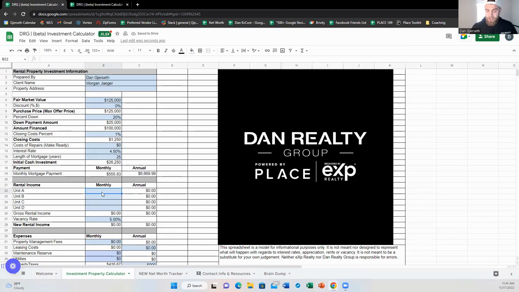In this situation, it was a duplex. Each unit rented out for $750. So $750 unit A, $750 on unit B. So the total gross rental income, this is important, is $1,500. So this is my top of the line, what I'm working with. This is the amount of cash I'm bringing in on a monthly basis. That's what I am using to pay all of my expenses.